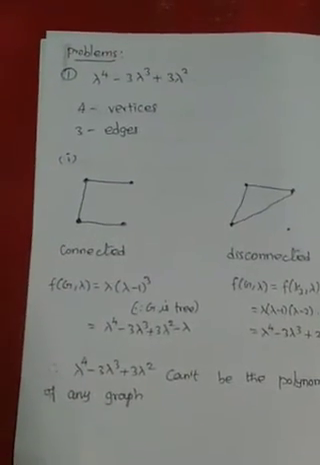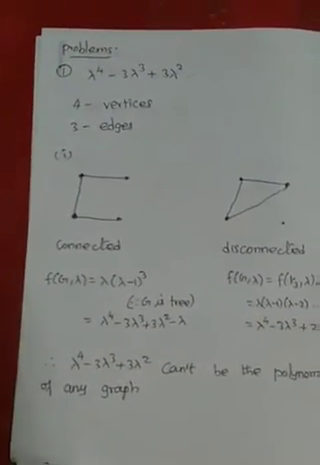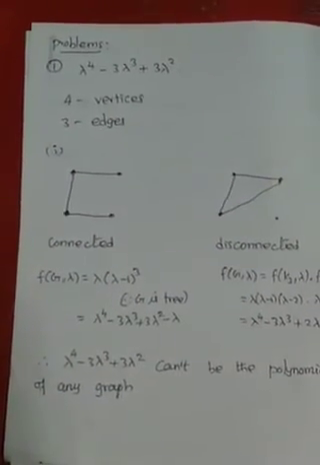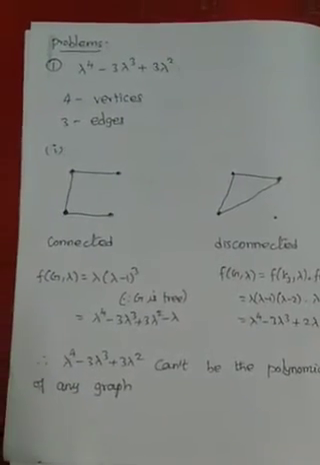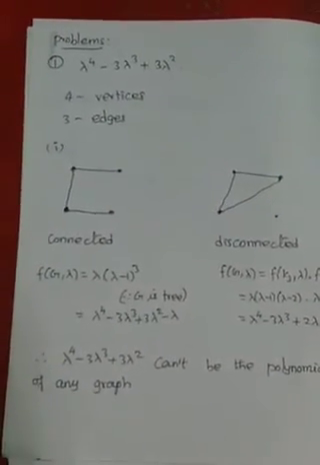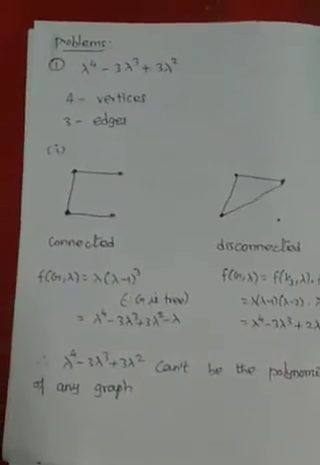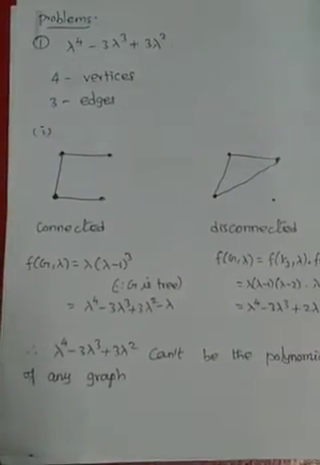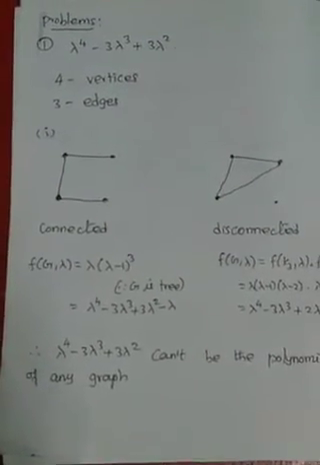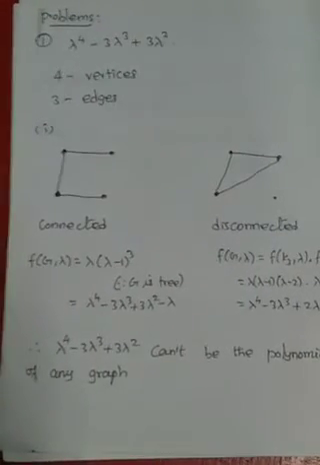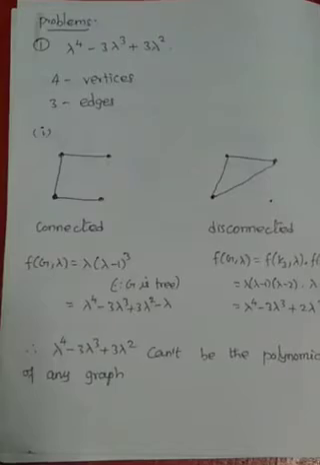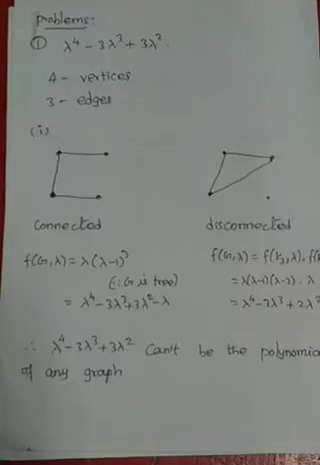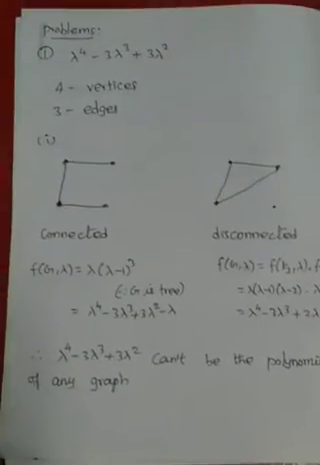Now a connected graph with these counts is a tree, you know. So f of G comma lambda is lambda into lambda minus 1 to the power n minus 1, which is the formula for the chromatic polynomial if G is a tree. So the chromatic polynomial is lambda into lambda minus 1 to the power 4 minus 1, that is 3. Now expanding this, we have lambda power 4 minus 3 lambda cube plus 3 lambda square minus lambda, which is not equal to the given polynomial.